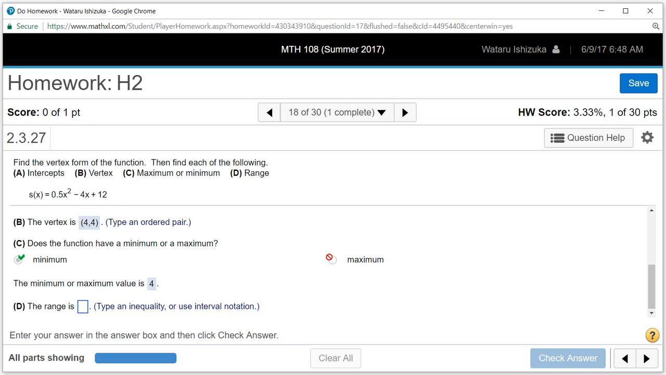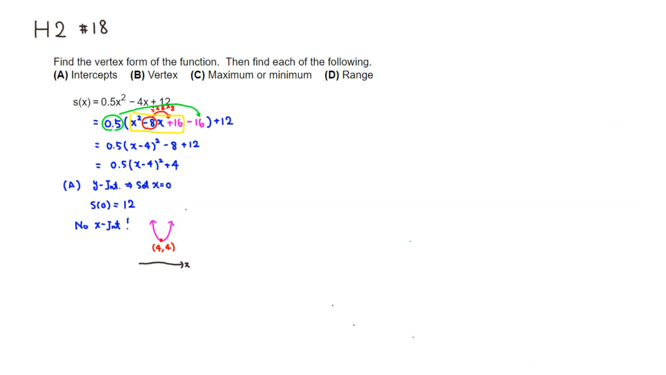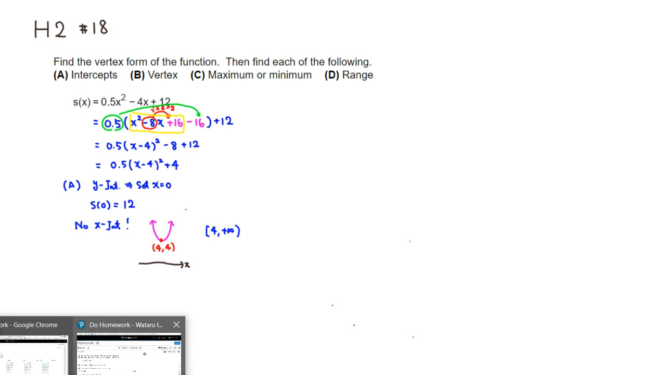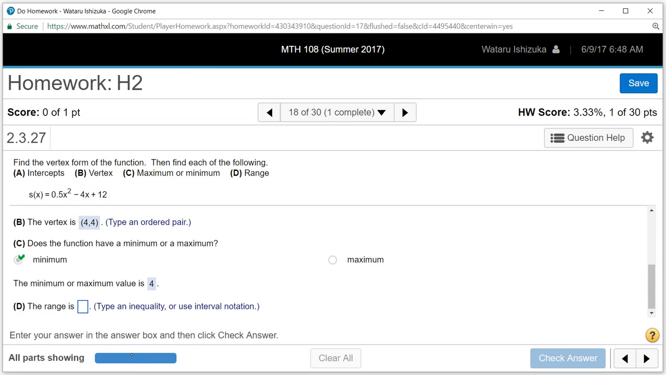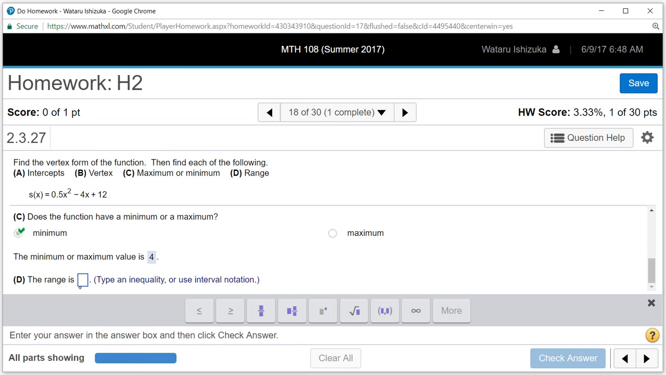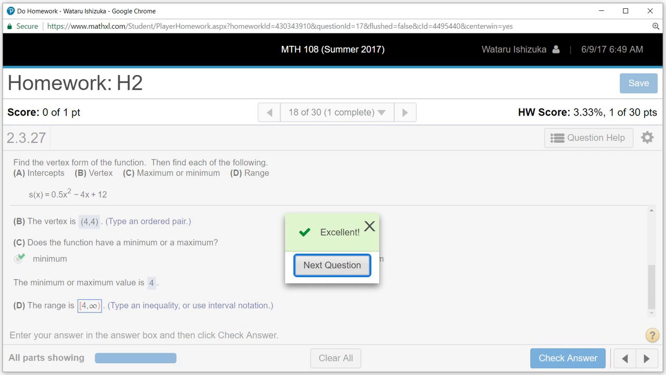The range is going to be, since we know the lowest value is 4, the range is going to start from positive 4 and go up. So let's type it in. Starting from positive 4, including 4, then infinity. Let's check the answer. All right, we got that.